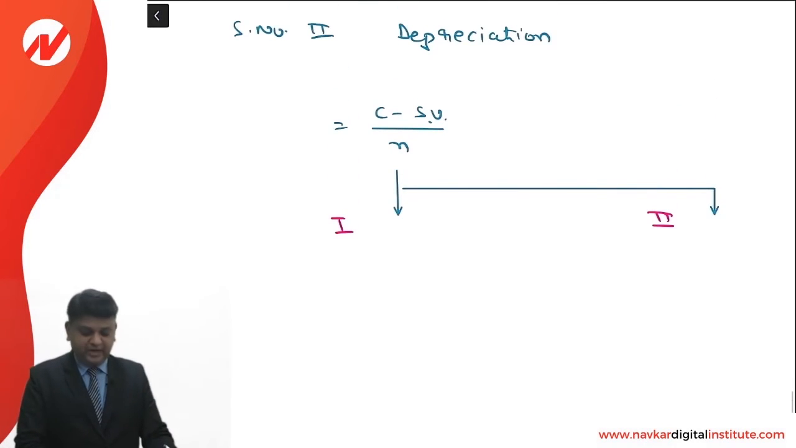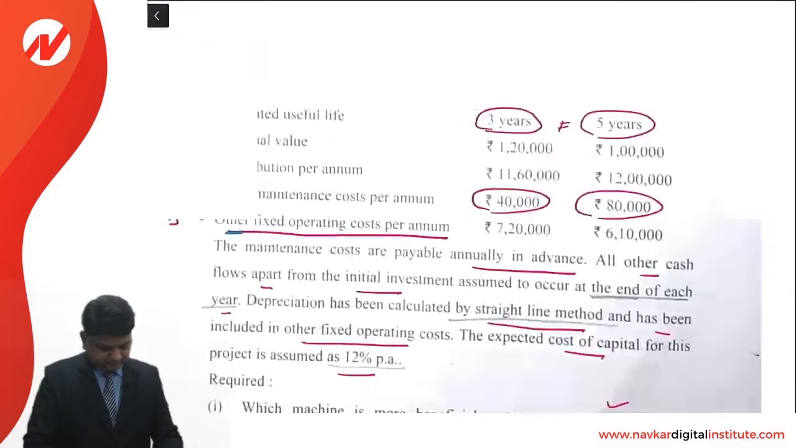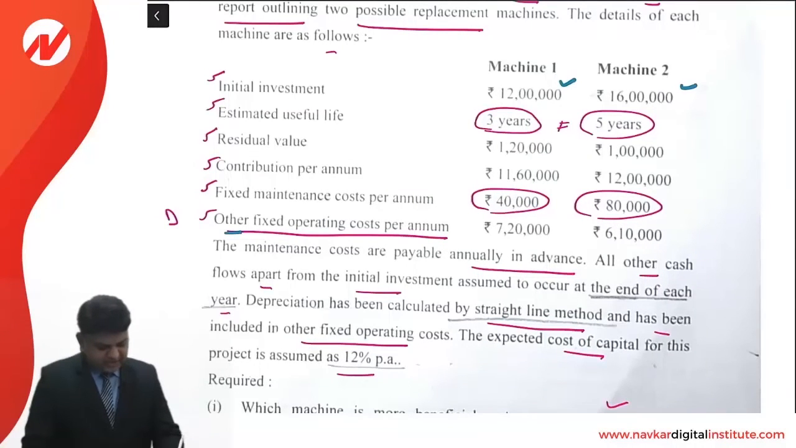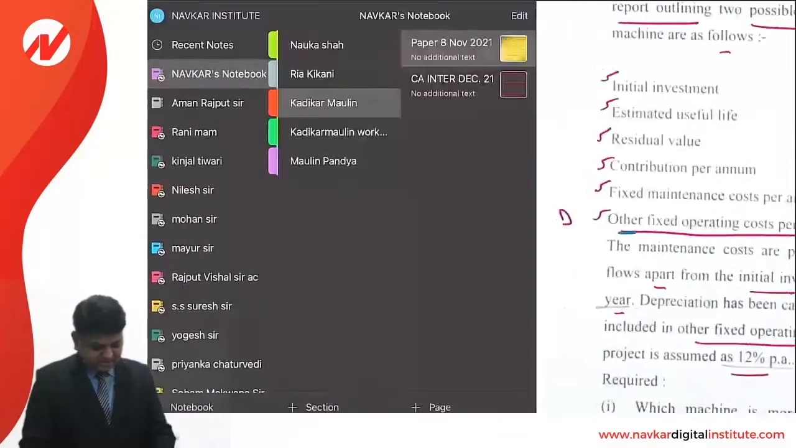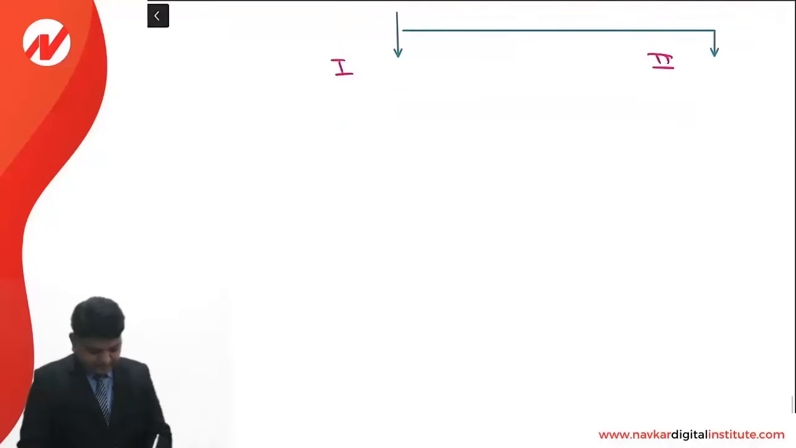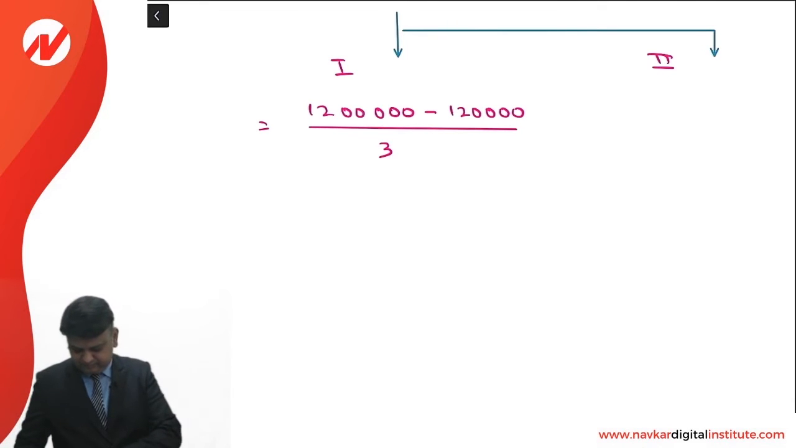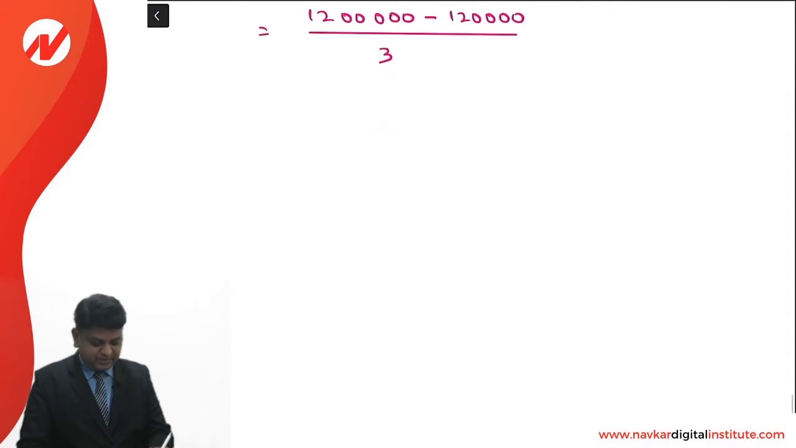Let us see how to calculate the answer. Cost is provided as 12 lakhs, residual value is 10%, 1,20,000, and the time period is 3 years. So 12 lakhs minus 1,20,000 divided by the useful life, that is 3 years. 10,80,000 upon 3, 3,60,000 rupees per year.